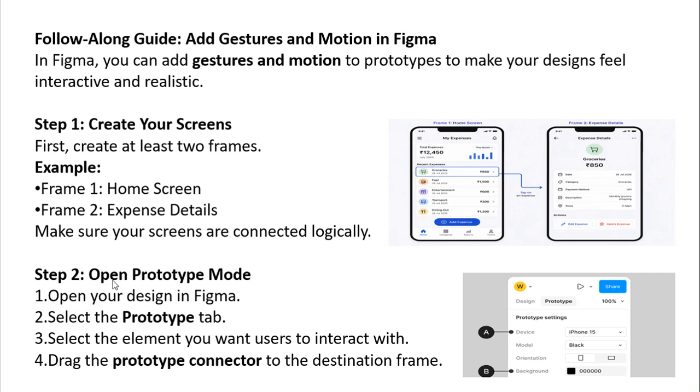Step 2 is to open prototype mode. Open your design in Figma and select the prototype tab, and make sure prototype mode is on. Select the elements you want the user to interact with, and drag the prototype connectors to the destination frames, to connect one frame to another frame.